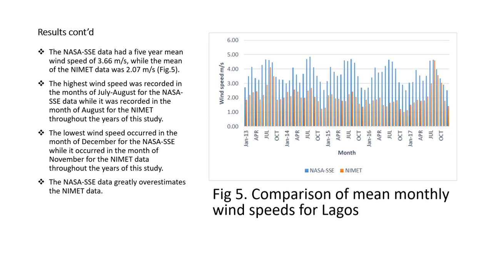The highest wind speed was recorded in the month of July to August for the NASA-SSE data, while it was recorded in the month of August for the NIMET data throughout the years of the study. The lowest wind speed occurred in the month of December for the NASA-SSE, while it occurred in the month of November for the NIMET data throughout the years of the study.